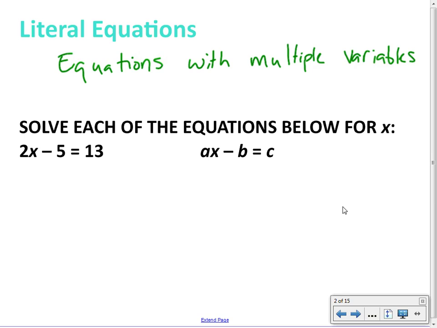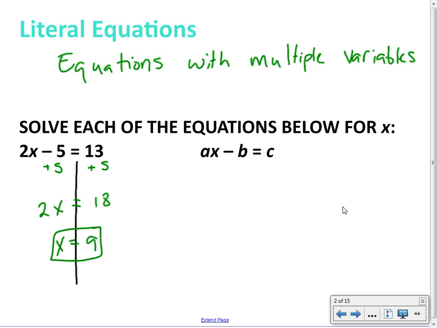The one on the left here is just a normal equation like we've been solving, nothing different. This is not a literal equation, it's just a basic equation that we've been working on in class. So we're going to undo subtraction first, and then we can divide each side by 2, and we get x equals 9. Pretty straightforward. Nothing special there.